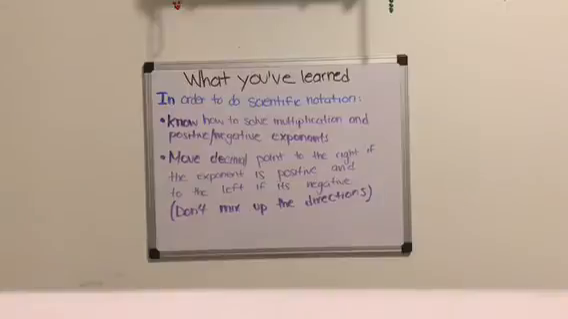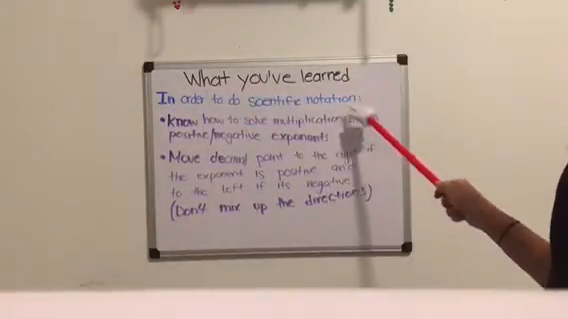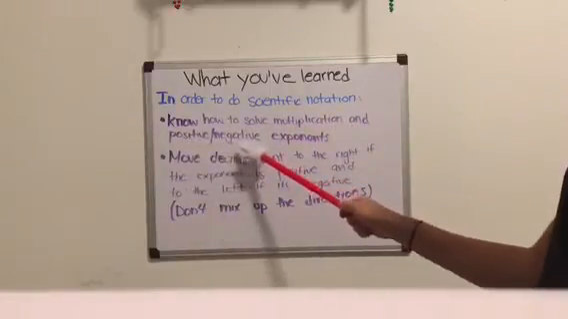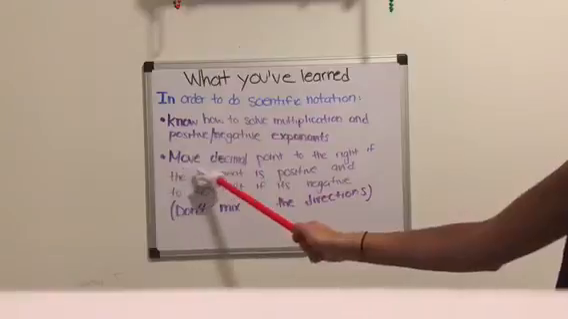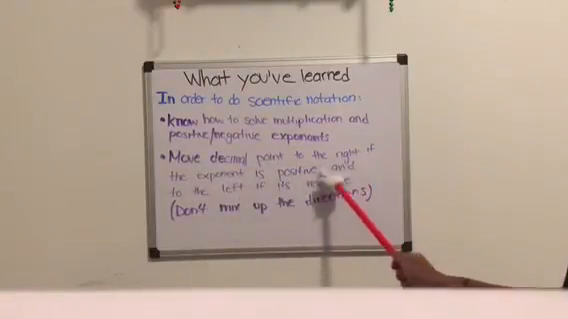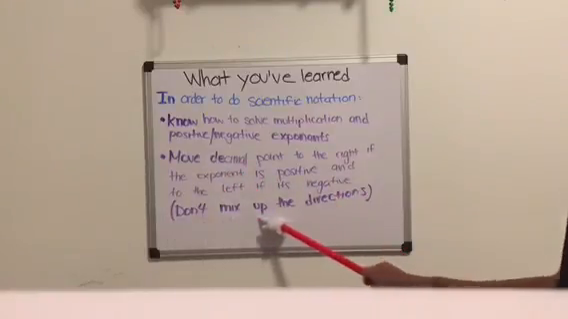What you've learned. In order to do scientific notation, you need to know how to do multiplication and solve positive and negative exponents. While doing scientific notation, make sure you move the decimal point to the right if the exponent is positive and to the left if the exponent is negative, so you don't make a common mistake and mix the two directions up.